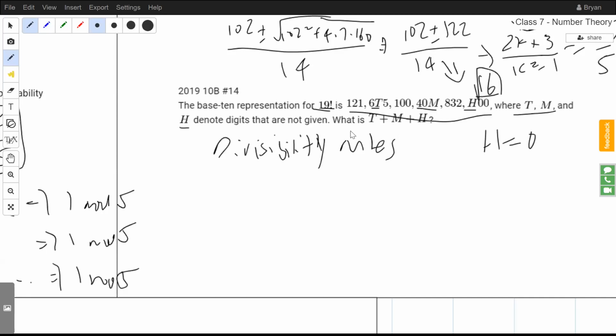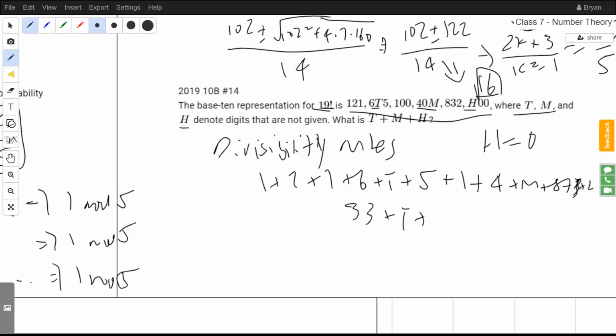Next, we can use divisibility by 9, because it's stronger than divisibility by 3, to find that 1 plus 2 plus 1 plus 6 plus T plus 5 plus 1 plus 4 plus M plus 8 plus 3 plus 2 must be divisible by 9. If you add this, it's 4, 10, 15, 16, 20, 28, 31, 33 plus T plus M must be divisible by 9. So then we can simplify it to T plus M is 3 mod 9.